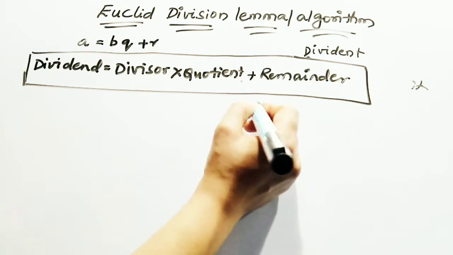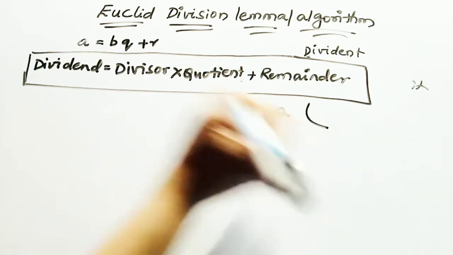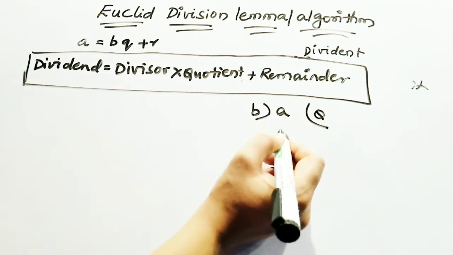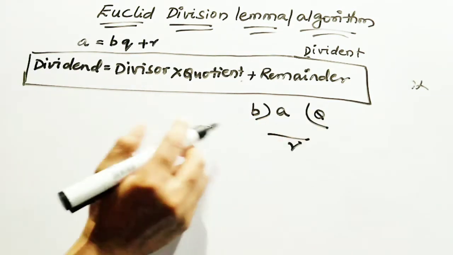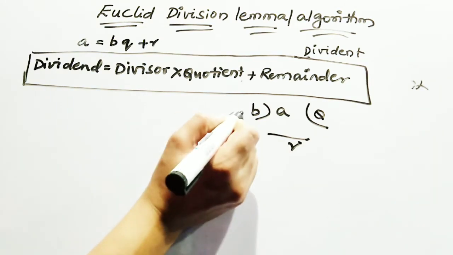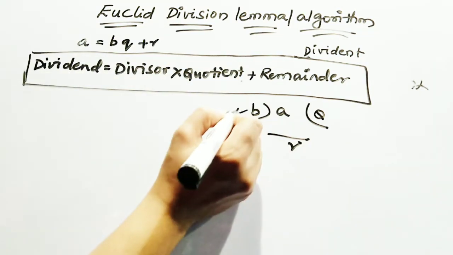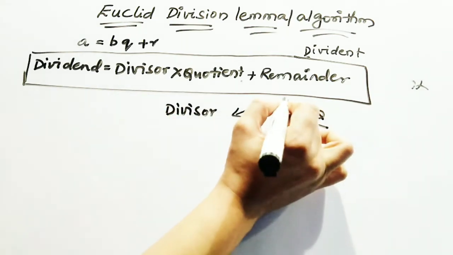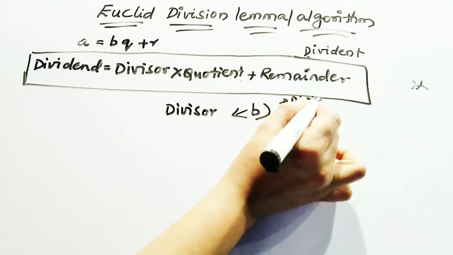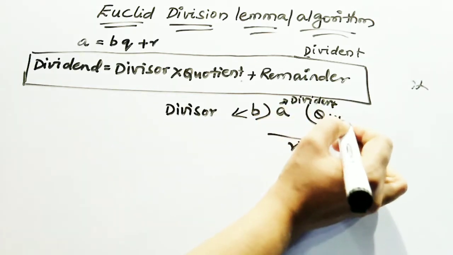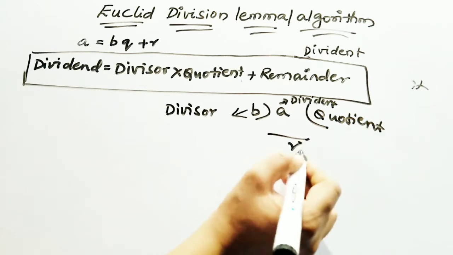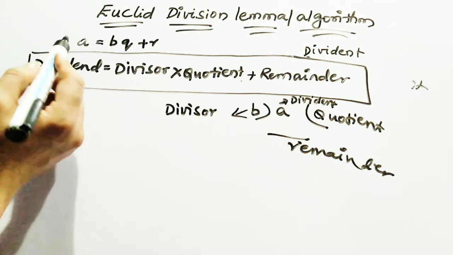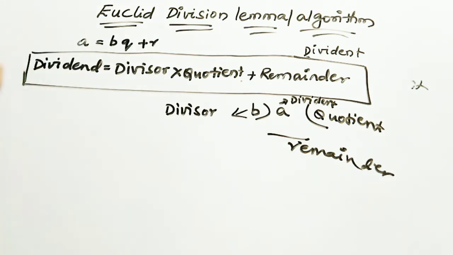Just take an example. You are dividing A by B, so you will get a quotient and a remainder. B is nothing but your divisor. A is nothing but your dividend. Q is your quotient and R the remainder. Euclid division algorithm must be in the form of A equals B Q plus R.